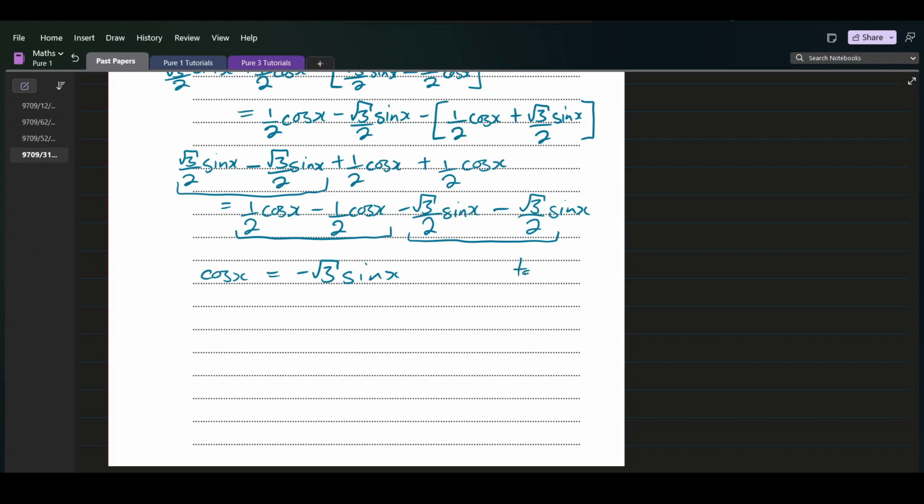And now we want to use the idea that tan x is equal to sine x over cos x. So let's divide both sides by cos x. If we do that, the left hand side becomes 1, and the right hand side becomes negative root 3 tan x. So if we make tan x the subject of the formula, this becomes negative 1 over root 3, and this is our final answer.